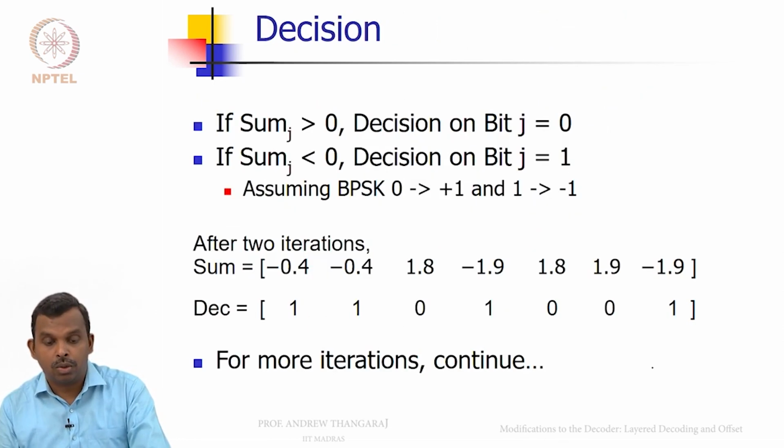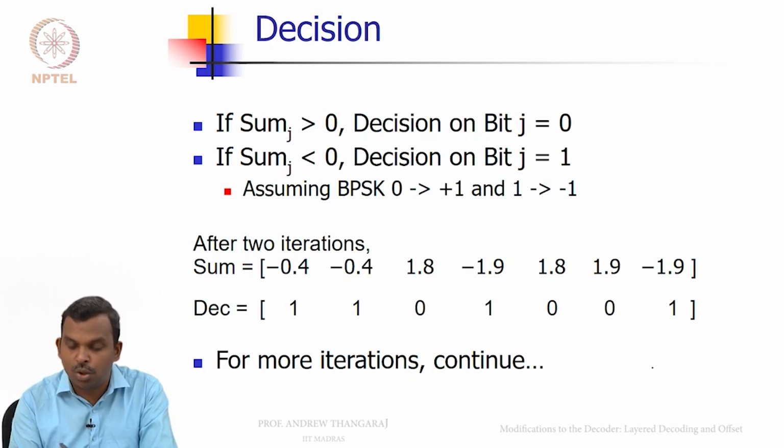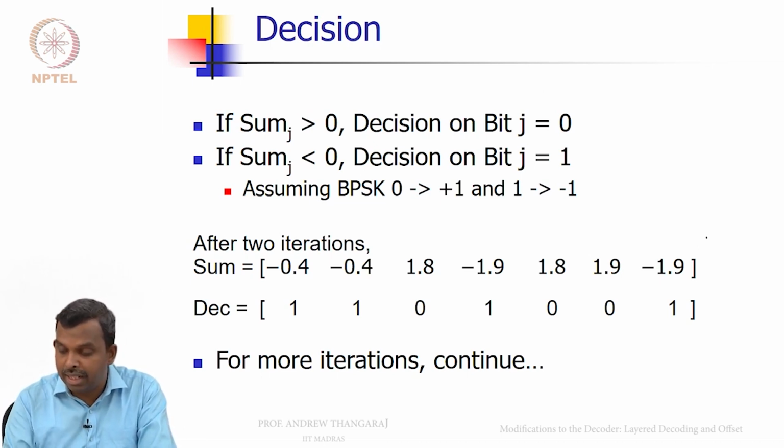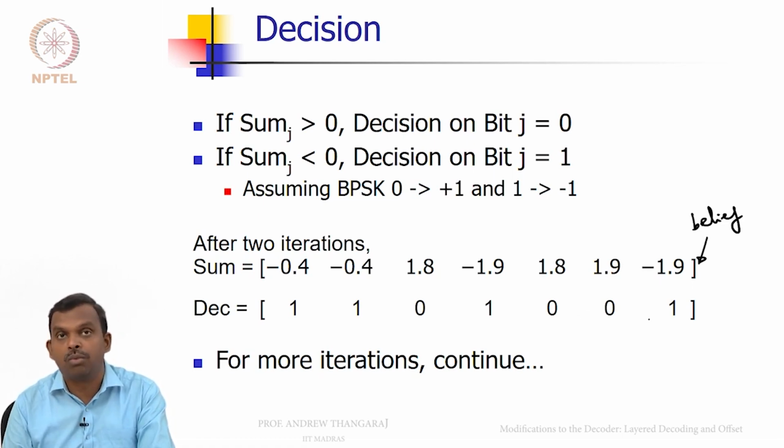So how do you do decisions? That's the last part which I should emphasize. Decisions are very simple. It's just thresholding. You take the belief at any stage, the belief that you have at any given stage, this variable which I called sum, and if it is negative, you make it 1. If it is positive, you make it 0. And if you want to do more iterations, keep continuing on and on. Whenever you want to stop, you stop, make a decision, you're done. So that is the layered decoder.